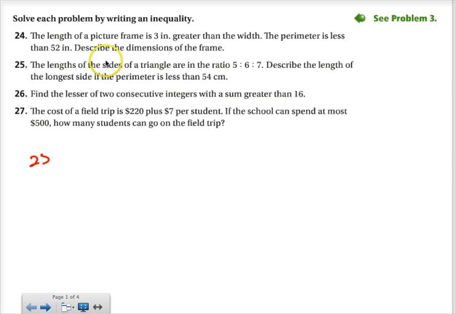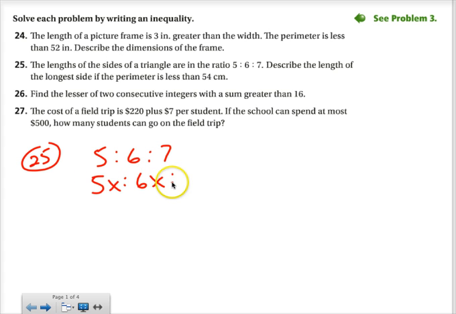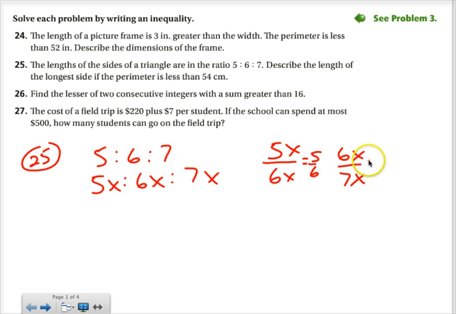So for 25, you have to remember that a ratio of 5 to 6 to 7 means that there was some number that was in all of these that you can factor out. And we don't know what that number was. So basically you need to think of this as a fraction that had 5x to 6x and 6x to 7x. And when they reduced those, they got a ratio of 5 to 6 and 6 to 7, and then they just put those two ratios together, which would make sense.